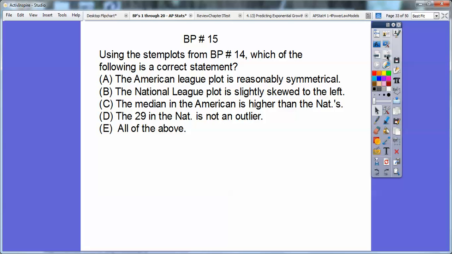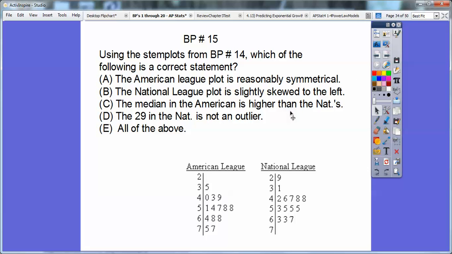So we're going to use the stem plots, and which of the following is a correct statement? The American League plot is reasonably symmetrical. Let's pull that plot back up. Okay, and think of these being turned sideways. If you can turn your head to the right 90 degrees while you're looking at this graph, this looks roughly symmetrical, kind of looks like a nice bell-shaped curve. Okay, B says the national plot is slightly skewed to the left. Yeah, I guess so. That's slightly skewed to the left just because of these two little dudes right here.